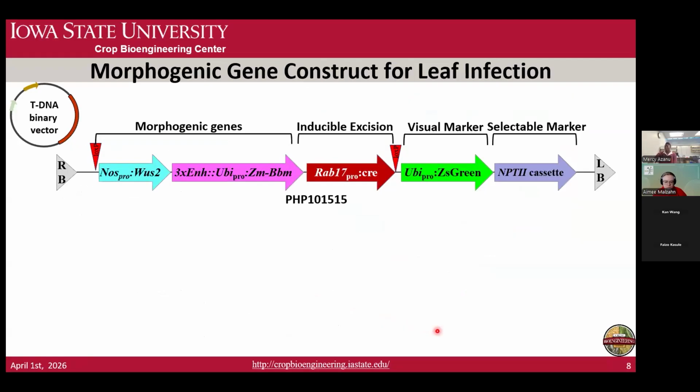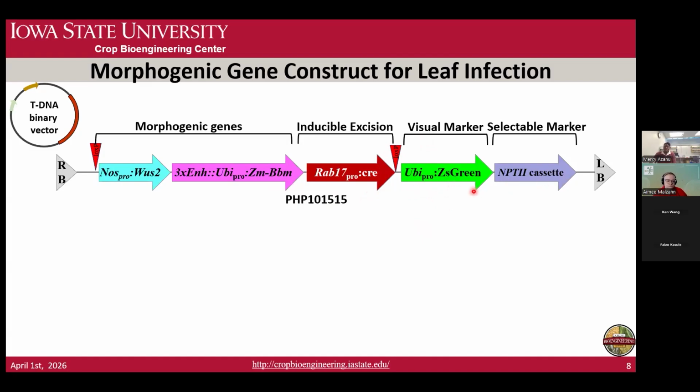And so, talking about the T-DNA that we use, I mentioned that because the leaf explants are differentiated tissues, you need these morphogenic genes to help them undergo somatic embryogenesis. So a typical T-DNA binary vector has both Wuschel and Baby Boom driven by their specific promoters. And then we have an inducible Cre excision, which is guided by 2 LoxP sites. And then we have a visual marker and then a selectable marker.